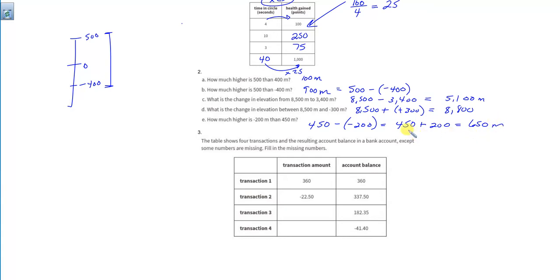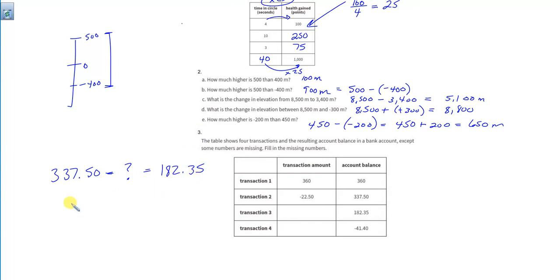Easy peasy, lemon squeezy. Number 3, we're doing one of these transaction tables like we had last week. So we've got $360 in the account. We write a check, or we spend this much money, it drops it to this. So this question is asking, we're at $337.50, and we subtract something, and we end up at $182.35.